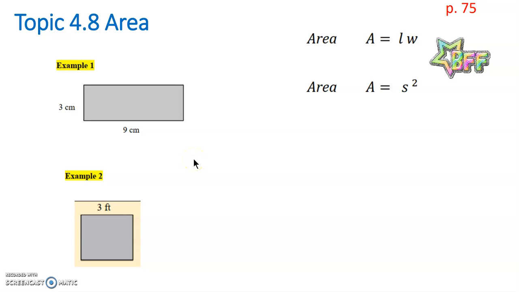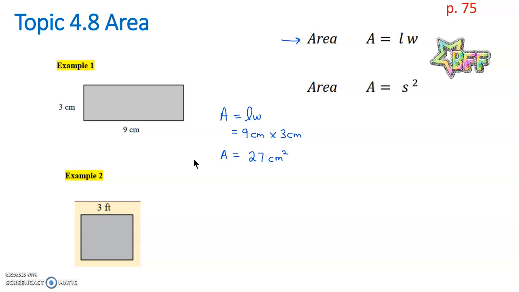So in example 1, we see that we have a rectangle, so we're going to use our first formula, which is the area is the length times the width. And the length is 9 centimeters, and the width is 3 centimeters. And notice when we multiply centimeters by centimeters, that is why we get squared centimeters. So 9 times 3 is 27, and the centimeters has now been squared because we've multiplied our units. So that means we can fit 27 small centimeters in there, 1 by 1 centimeter.